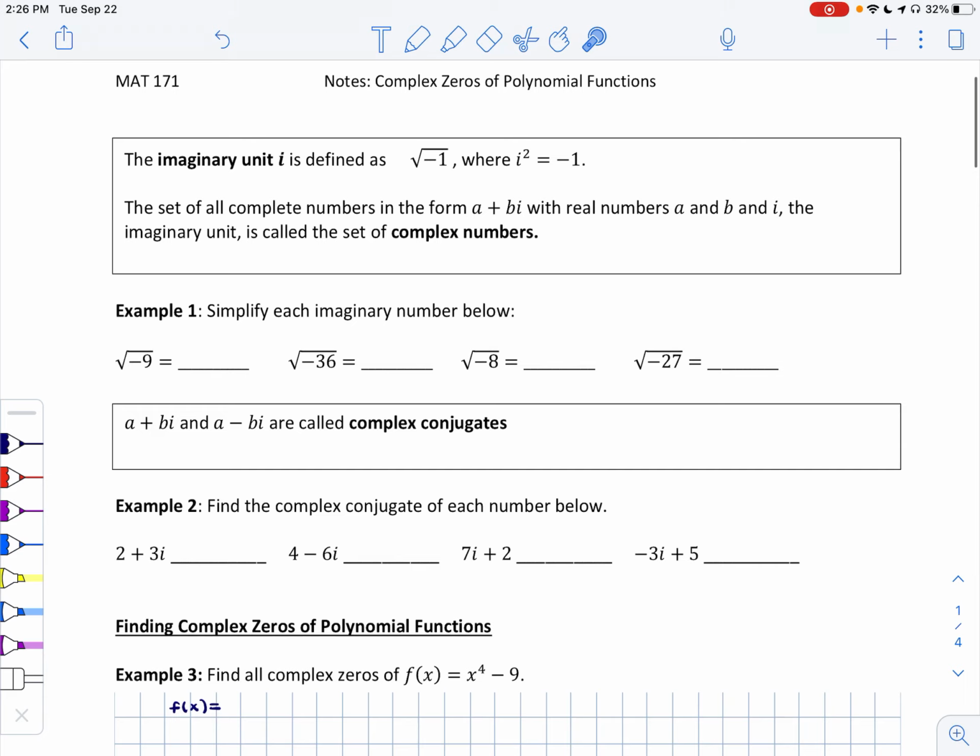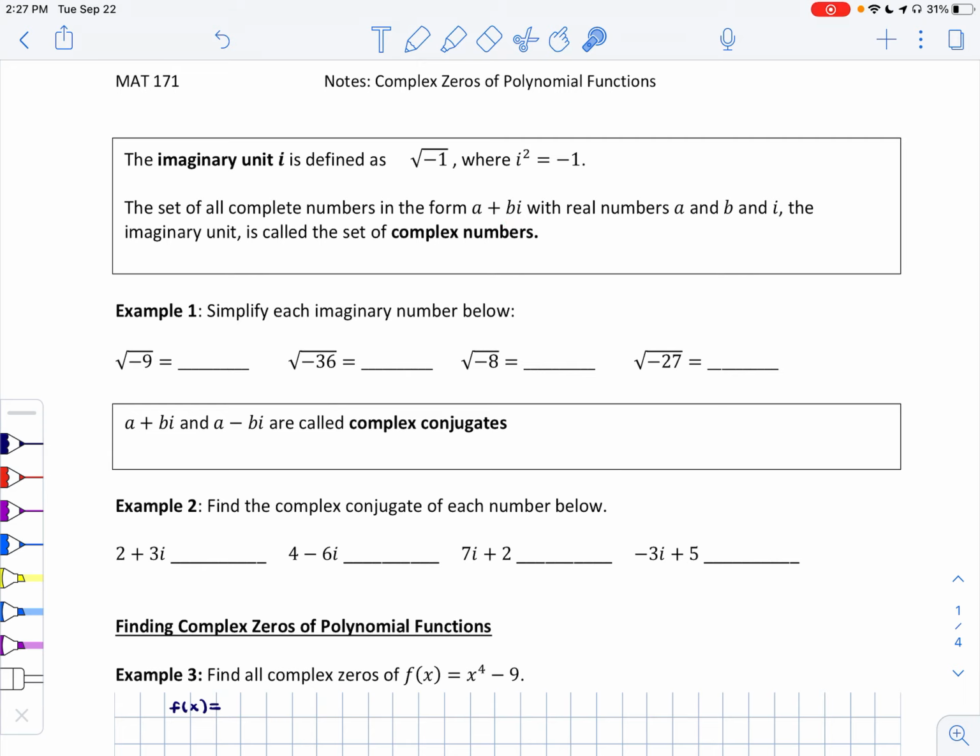To start with, we're going to define the imaginary unit i as being the square root of negative 1. So i is equal to the square root of negative 1, which in turn would mean that i squared is equal to negative 1. What we're going to call the complex number system is anything that's written in this form, a plus bi. So a is going to be the real component of the number, and b is the imaginary component of the number.